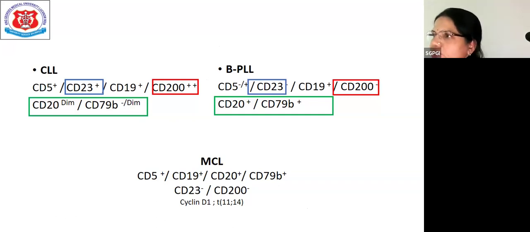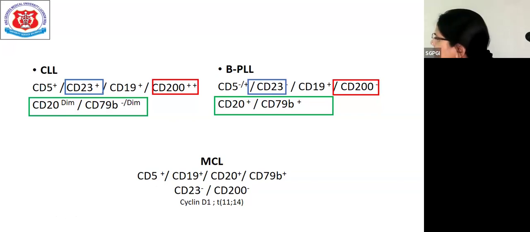CD200 expression is most of the times seen in CLL and hairy cell leukemia. It is very bright in these two conditions. I haven't come across other lymphomas which express CD200. In some cases of mantle cell lymphoma, there can be dimmer expression of CD200. So this is a very helpful marker, CD200.